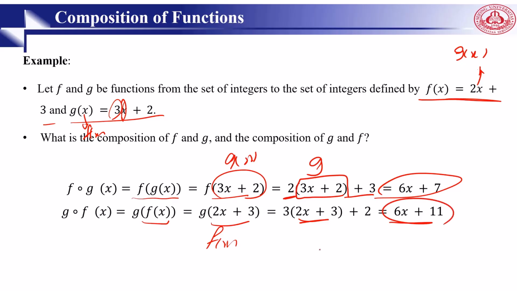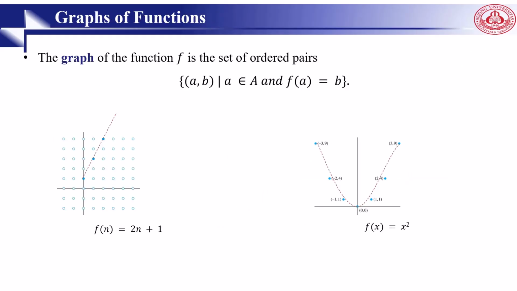It will be 6x plus 11. Simply, we can graph functions. How to do that? Very simple, right? x, y. If x is equal to 0, so here we have n, doesn't matter. You can say n, and here we can say f, and same. So if it is 0, then what is that?